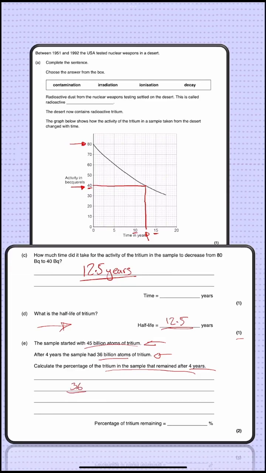You don't need to do billion. You can just cancel those out, can't you? You can just do 36 over 45, and then times that by 100. And that gives you an answer of, yes, well done, 80%.